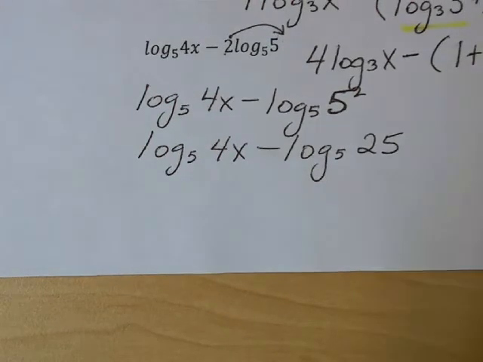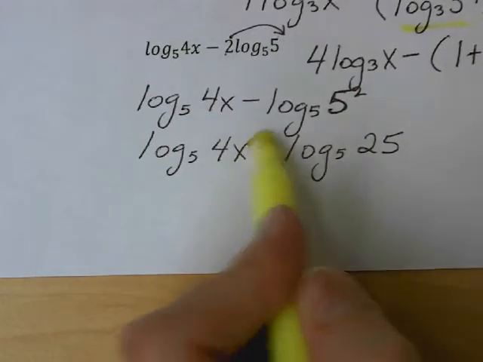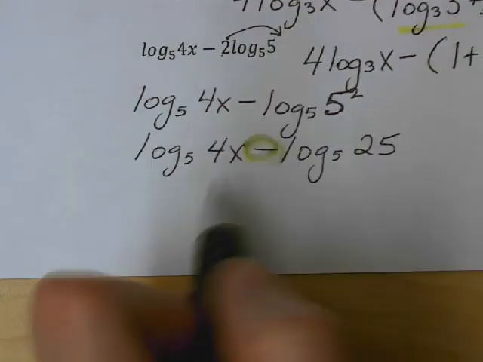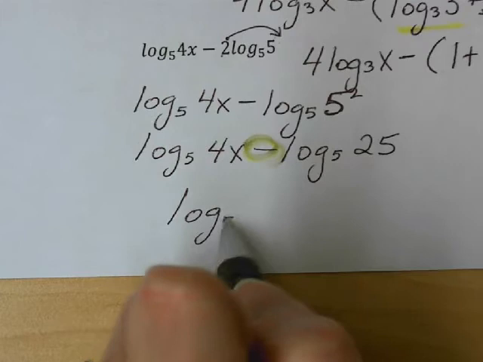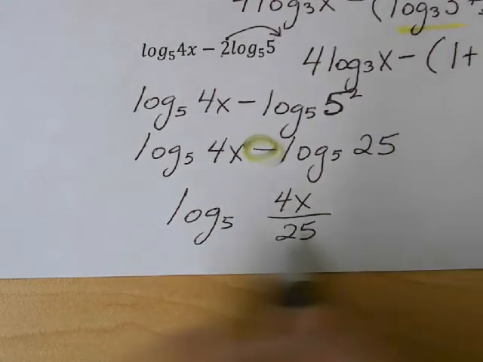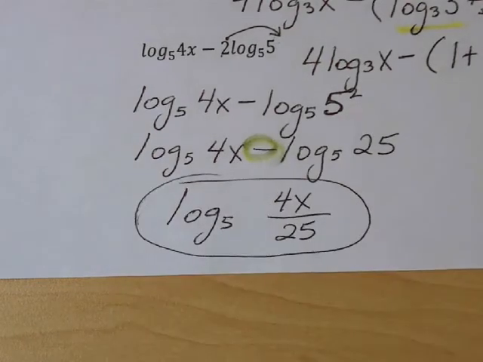All right, now this is a subtraction one, and we're trying to put it back together. So what do you do? Yeah, so it's going to say log base 5 still. 4x over 25. See? 4x over 25.